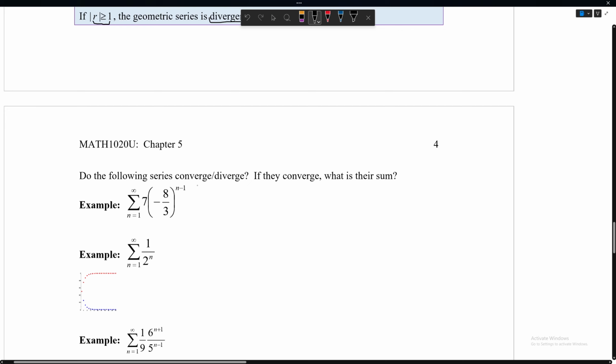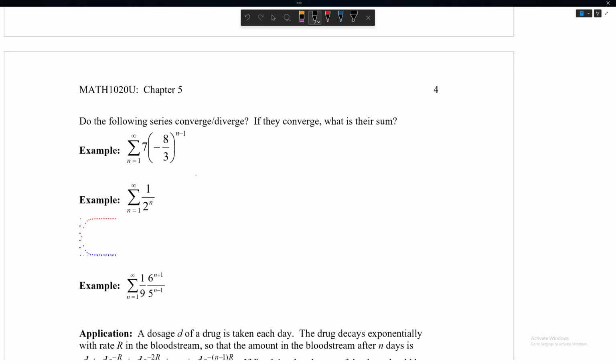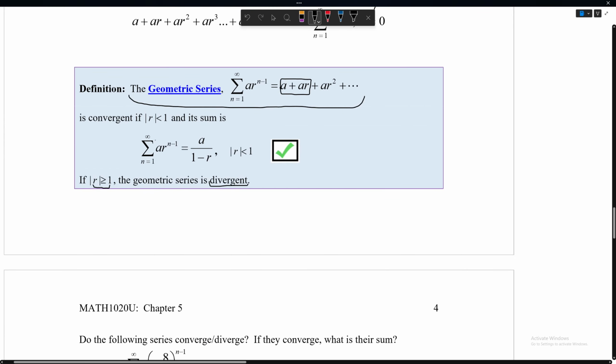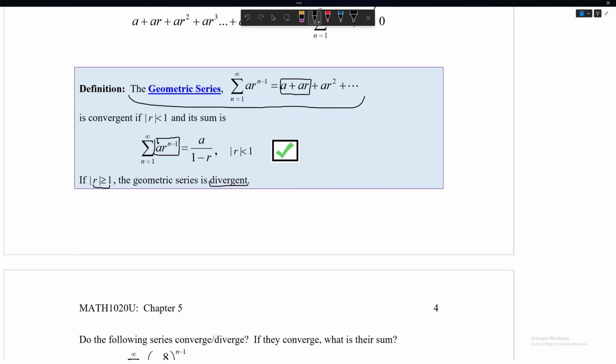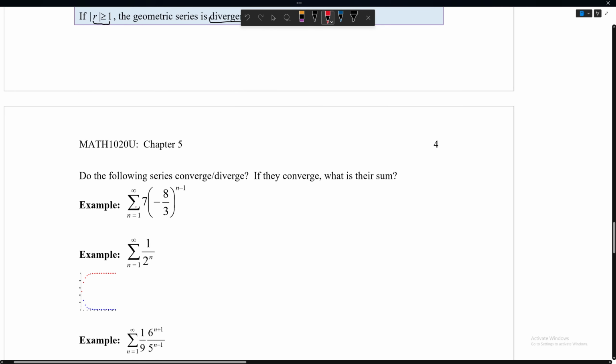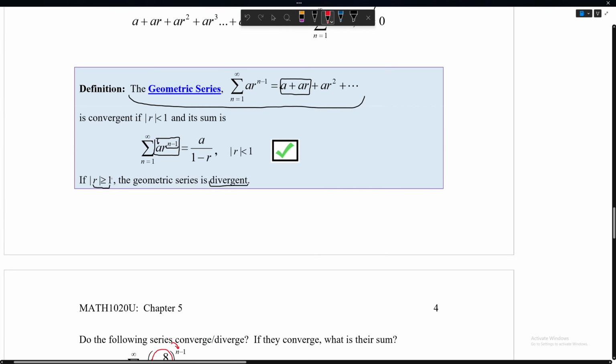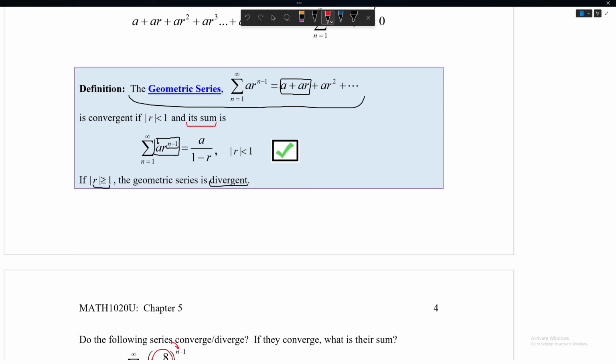Okay, and so we're going to go over some examples here. Do the following series converge or diverge? If they converge, what is their sum? First we have to check if they converge or diverge. From what we know in our formula, A, and our R is to the n minus 1. Pay attention to this. So what is your R here? This is your R, right? Because it's to the n minus 1. And we know if R is less than 1, convergent, so we can get the sum. If R is more than or equal to 1, it is divergent, and we don't get the sum because it diverges.